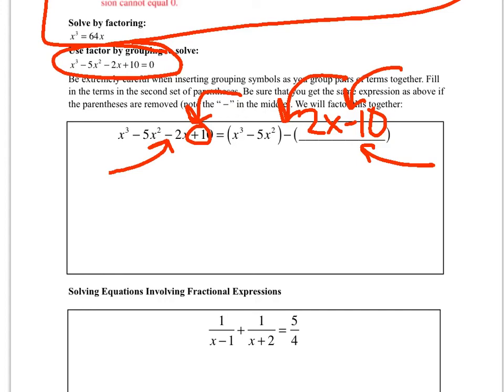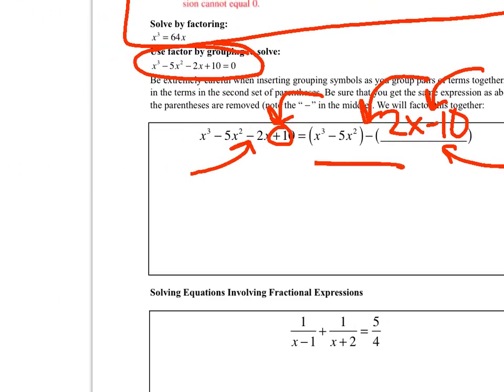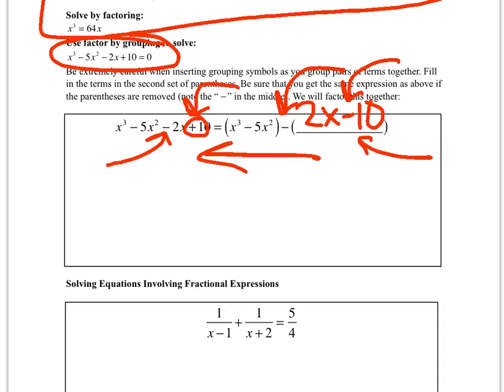So the main idea here was to be careful about where you place those parentheses and making sure that your signs are correct. So check your work when you do that step, and just check to make sure that you've preserved all of your signs properly after you've done your grouping.